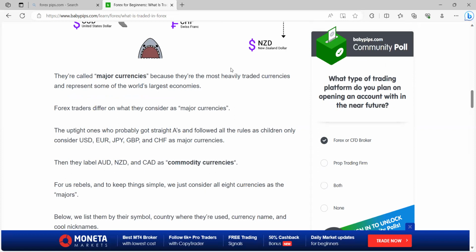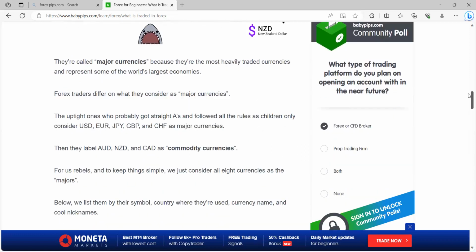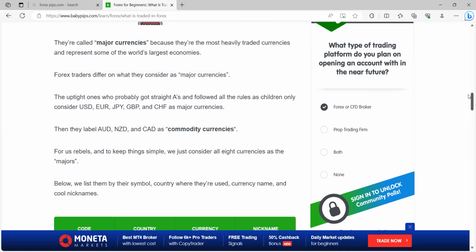They're called major currencies. So now we have major currencies, right? Major currencies are major economies. Let's put it simply and go on to what traders consider major economies. The ones who probably got straight A's and followed all the rules as children only consider USD, EUR, JPY, GBP, and CHF. Then they label AUD, NZD, and CAD as commodity currencies.